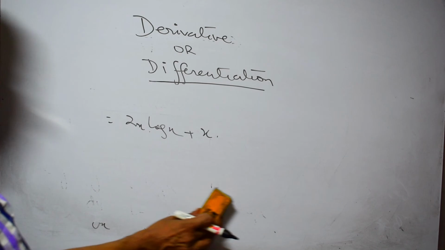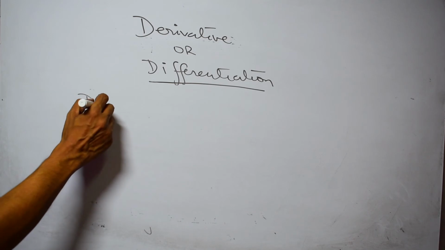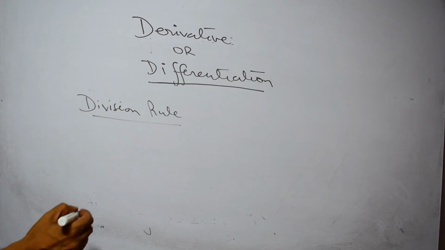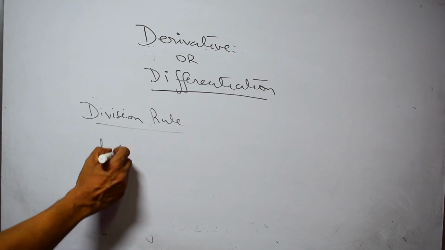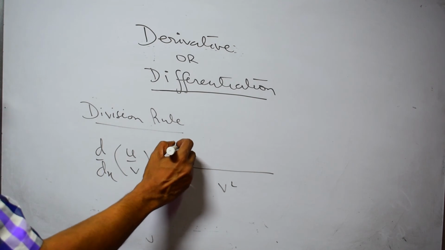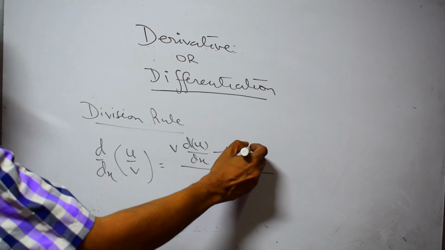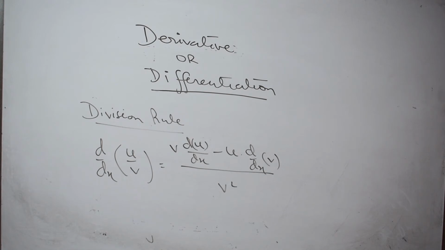Now the last rule we are discussing, among these basic rules, is the division rule. The division rule or quotient rule, that is u by v. As in the previous case it was u into v, here d/dx means the derivative of u by v, and the rule suggests that this will be v square in the denominator, and in the numerator v times the derivative of u with respect to x minus u times the derivative of v. So this is the rule of u by v, the division rule. One is u, another is v. This is the rule of division.